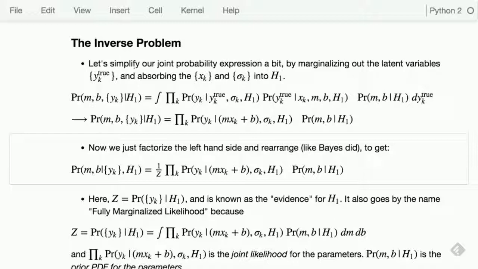Okay, so I packaged up some stuff here. This Z is shorthand for P of the data given the model. That appeared this morning. That's this evidence factor, the evidence for model H1. It also goes by the name fully marginalized likelihood, as you heard, because it's a big integral over all of the parameters.